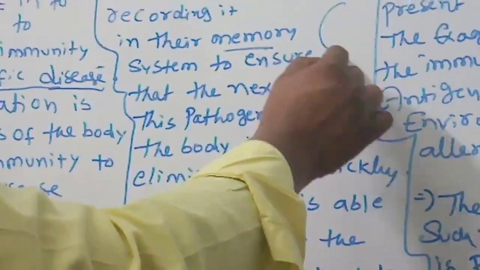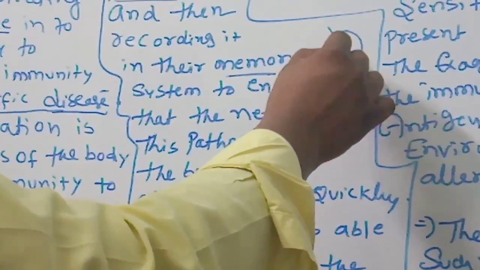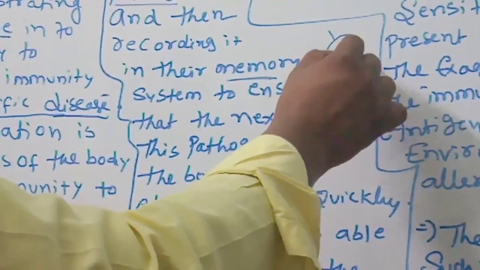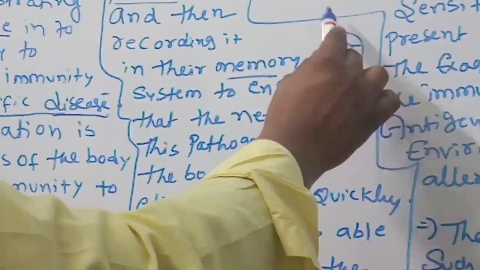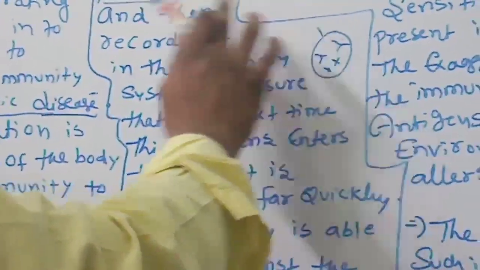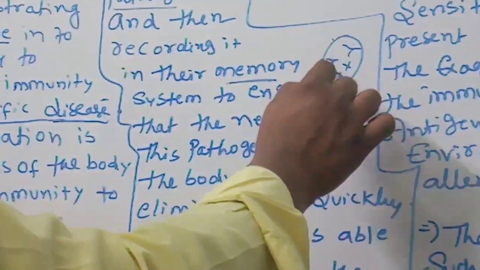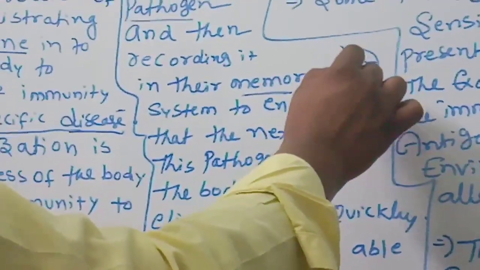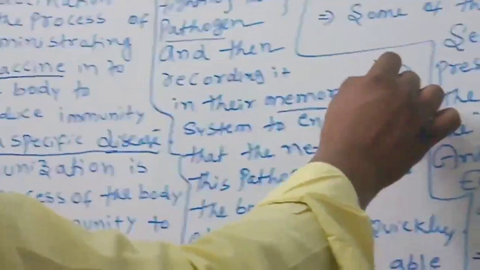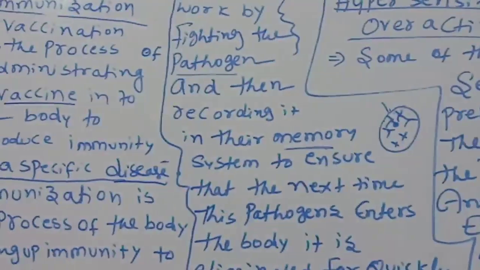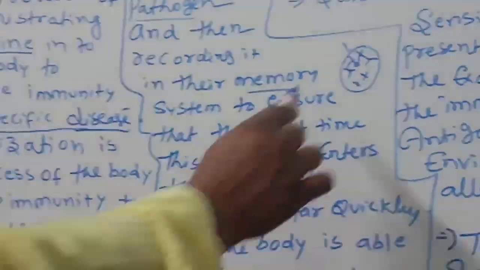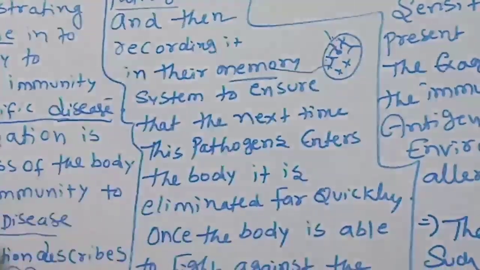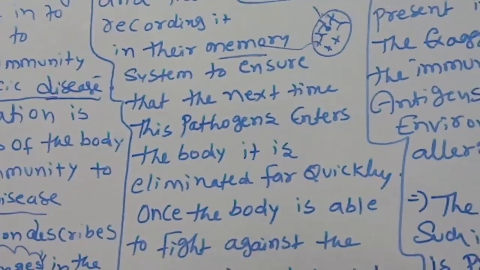Okay, suppose this is the body. We give a vaccine. What does our vaccine produce? Antibodies, right? This is the vaccine only, inactivated. Next time, the antibodies are already there. When the same antigen enters next time, what will they do? The antibodies will attack and kill the antigen. So they are memory; they remember the particular antigen's information.